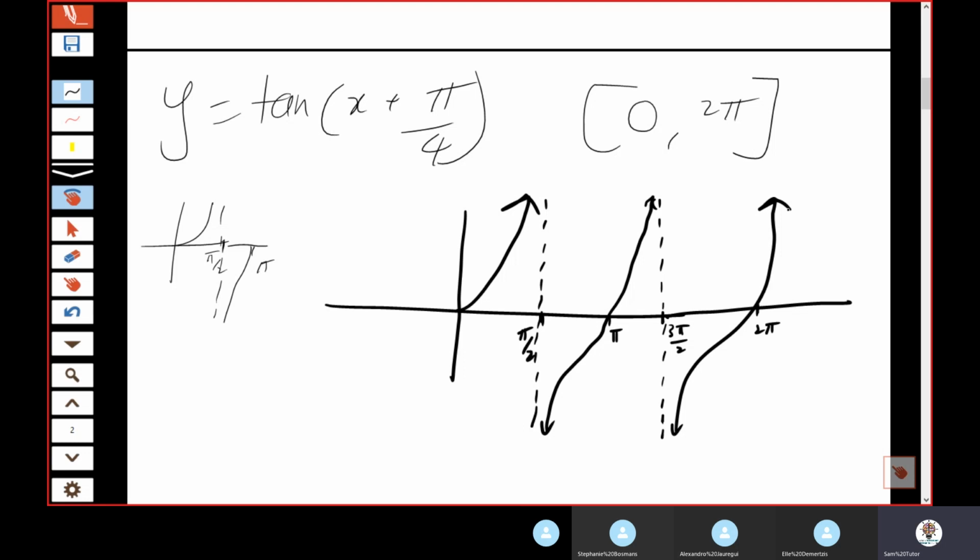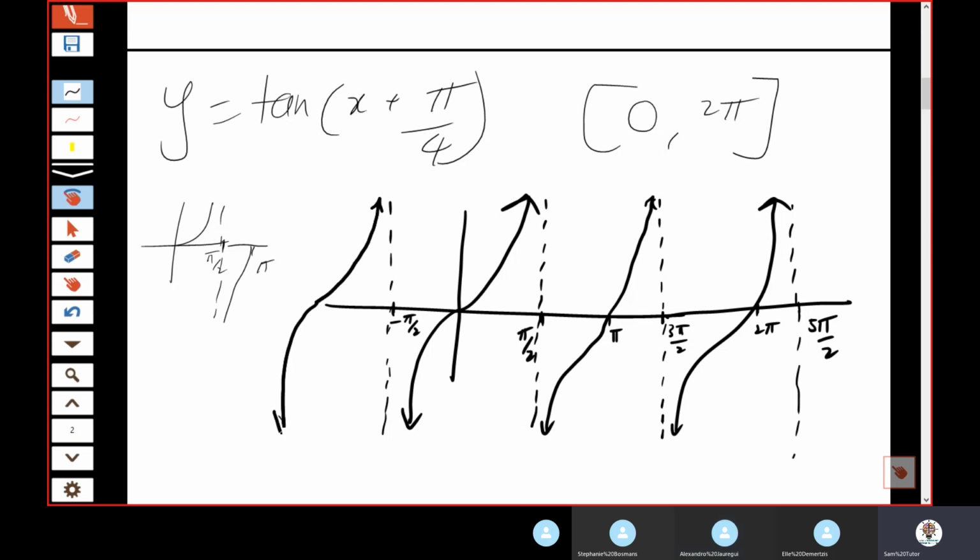2 pi, and then again 5 pi on 2. You get the idea, Alex, right? And then same thing going down. What's my asymptote here? Pi on 2. Negative pi on 2, correct? Negative pi on 2. And then you just keep doing it. Start from up here to there. And then asymptotes, negative 3 pi on 2, and so on.